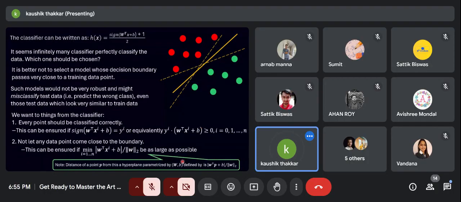I hope this is clear. I will repeat it once more. Basically, the x's are the training points. We calculate the distance of the training points from the decision boundary parameterized by W and B. We calculate all the distances and take the minimum of that. We want the minimum distance to be as large as possible, so that the separation is as clear as possible, right?